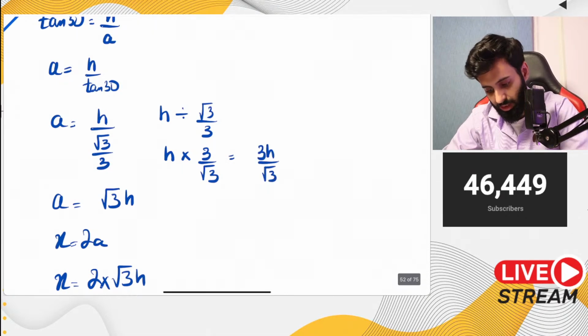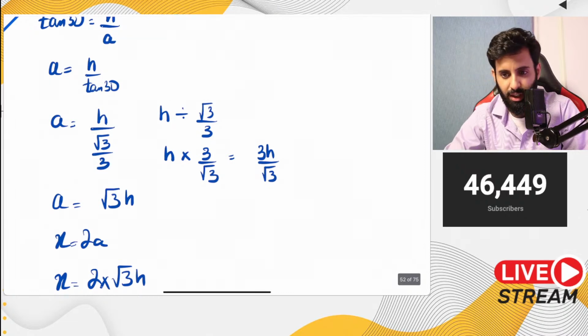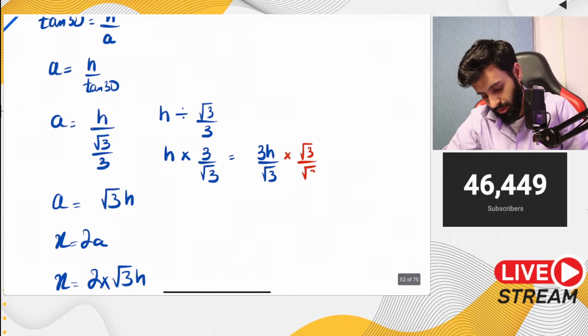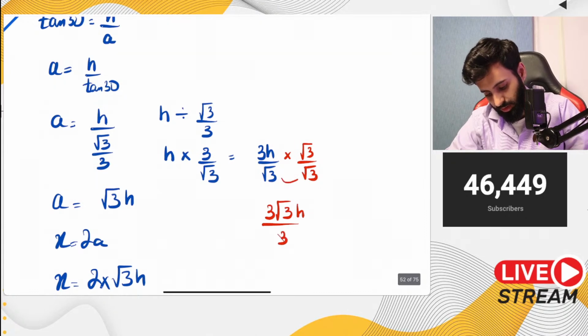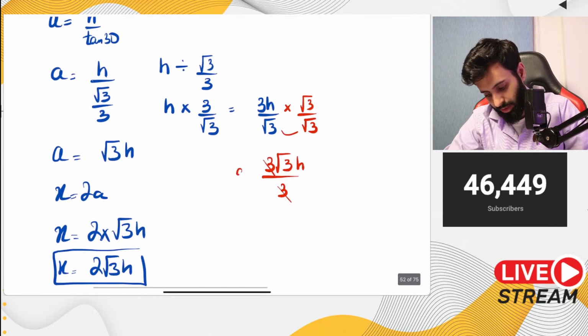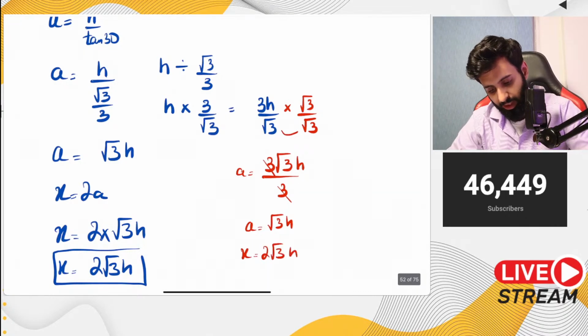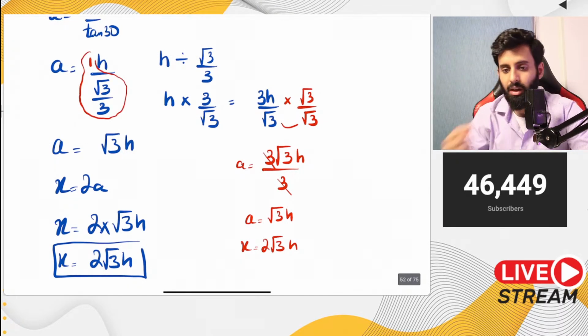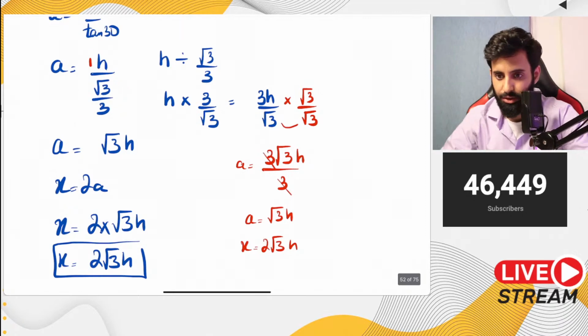Now you can rationalize this. When you rationalize, just use your calculator for this, honestly. Multiply this by root 3 and this by root 3, so you get 3 under root 3 upon root 3 into 3. Don't forget the h. Root 3 into 3 is 3, so this gets cancelled out, and all of this was a, by the way. A equals under root 3h, and then just multiply it by 2, so x equals 2 under root 3h. So what did I do? I divided 1 by root 3 upon 3, and next to it I wrote h. Okay?